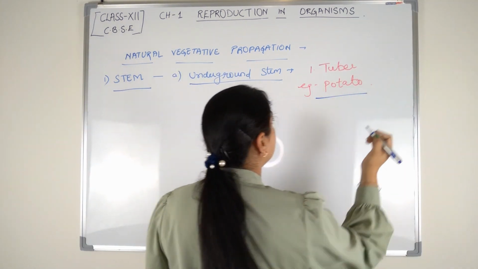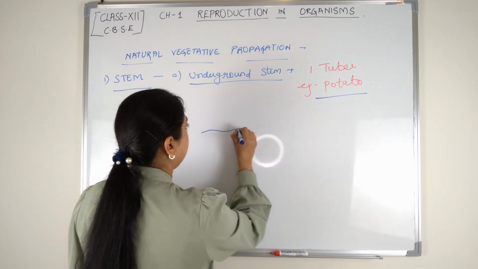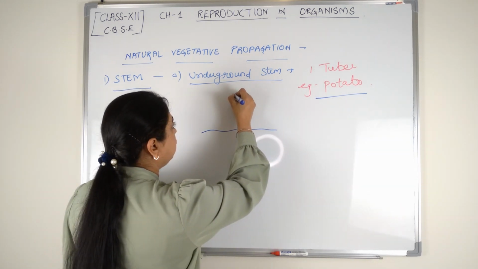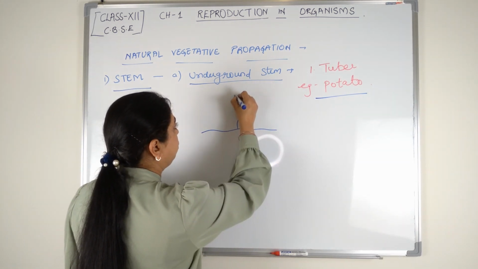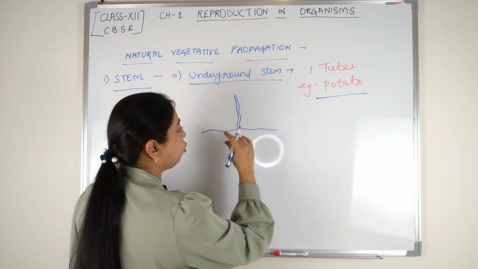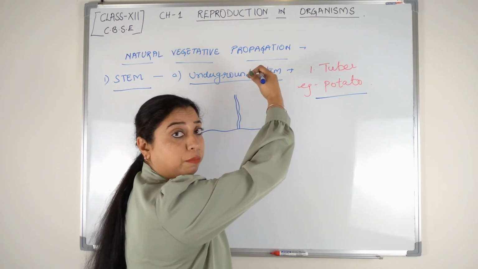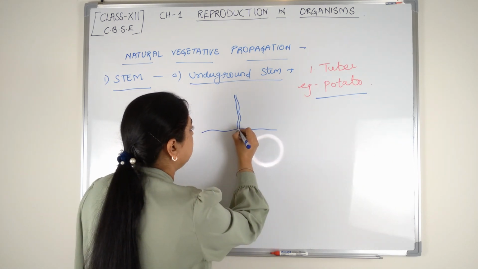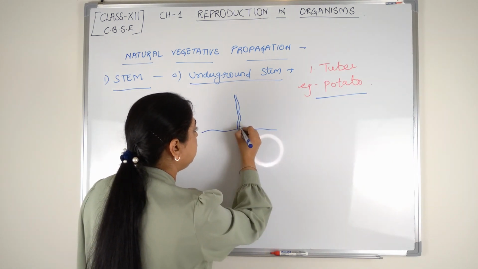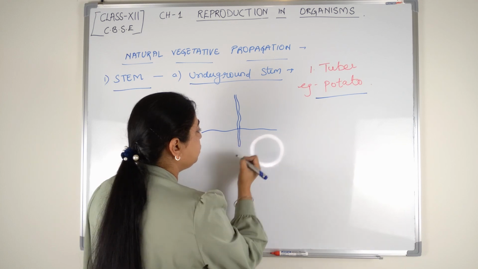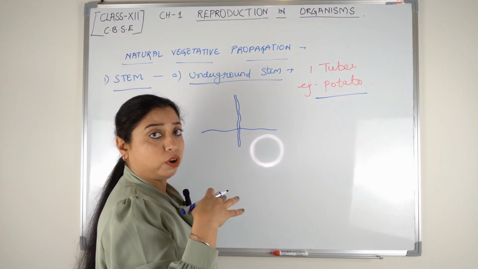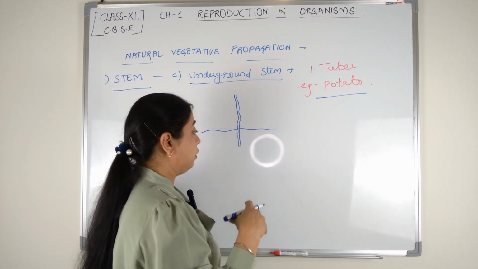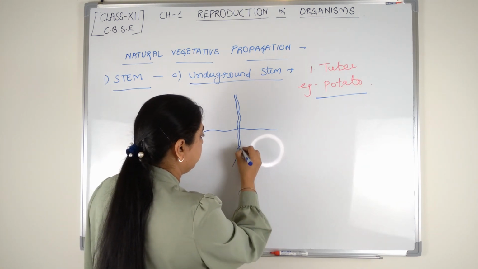So this potato plant, the main stem of the potato plant, a part of it is available above the ground, that is aerial. This is an aerial shoot, and a part of the main stem is present below the soil surface. It's present inside the ground as well, and then there are roots at the end.